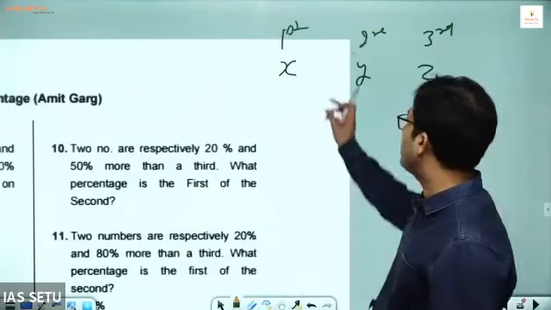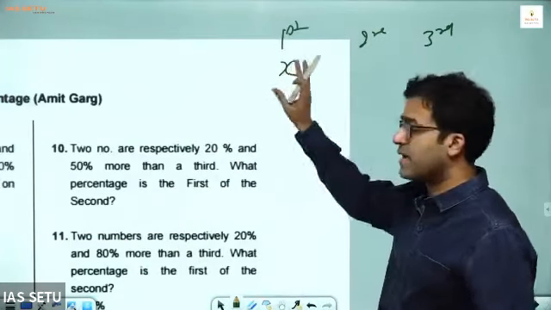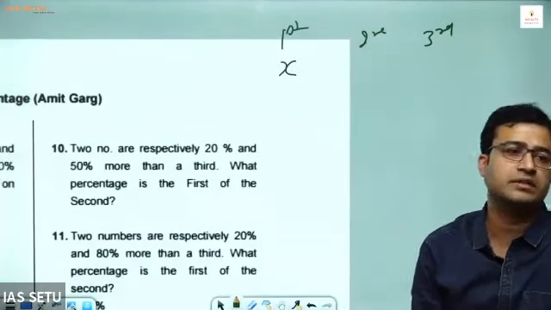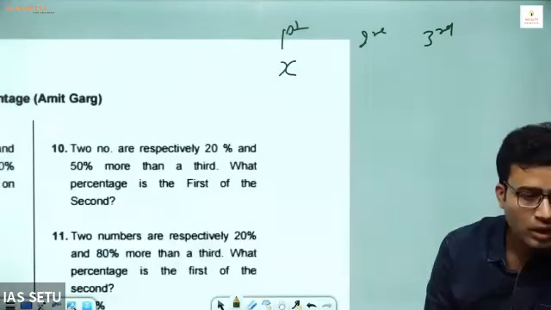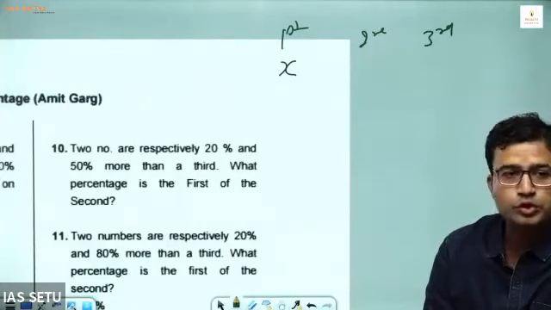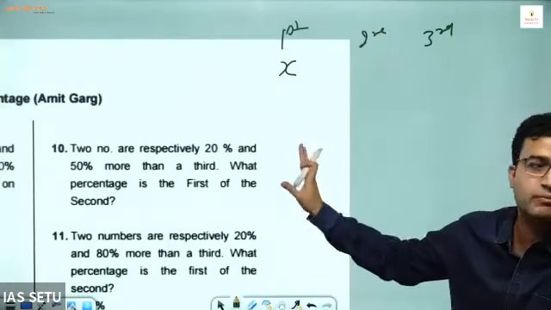Second thing is some students immediately assume the first number as X. They assume the first number X, and then try to find the second number, third number. Okay, personal choice.